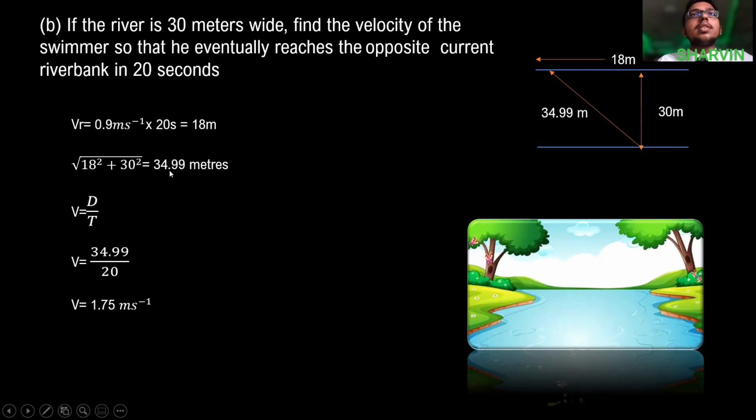Now we have the distance of the swimmer. We can use the velocity formula, that is v equals d over t. So velocity equals the distance, 34.99 meters, over the time, 20 seconds. So we get the velocity of the swimmer is 1.75 meter per second to reach the opposite riverbank.